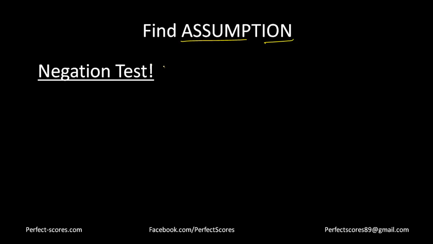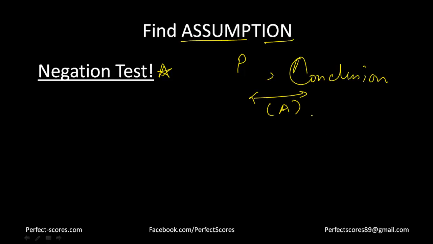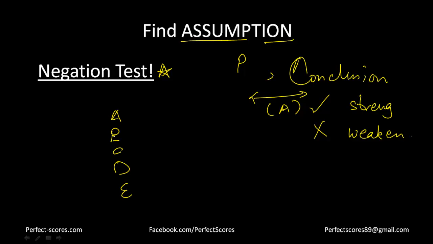But before that, a very important thing is the negation test. Now I told you in an argument you have a premise and you have the basic conclusion. What is unstated between them is the assumption. And I've also told you that if you go with the assumption, it will strengthen the argument. If you go against the assumption, it will weaken it. So what basically is this negation test? For example, you have 5 options in front of you, A, B, C, D, E. Now in all cases it may not be very easy to find out the assumption by reading the argument, so you'll have to choose the options.